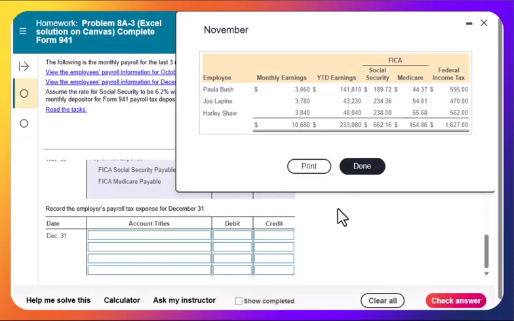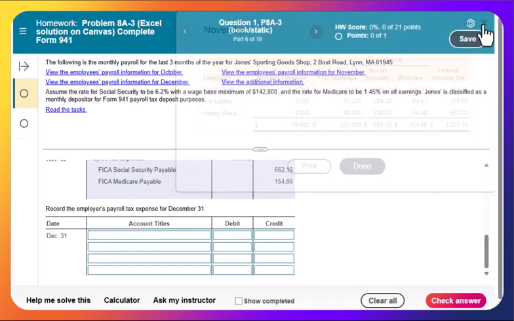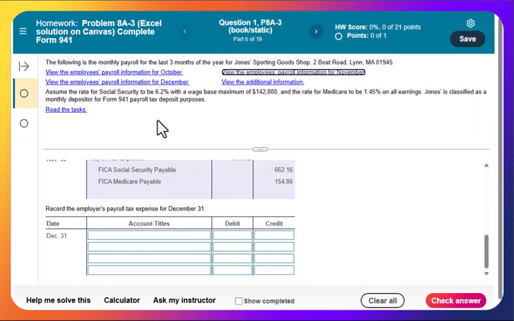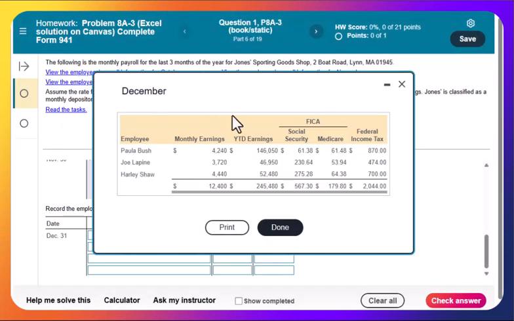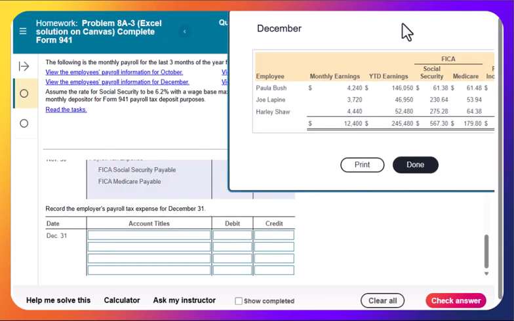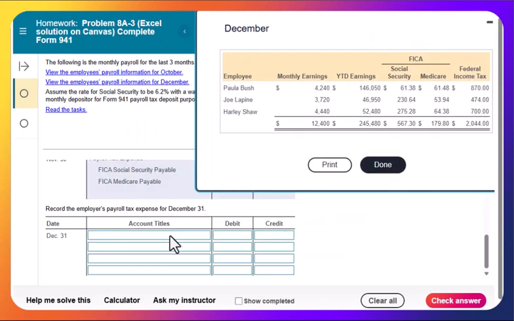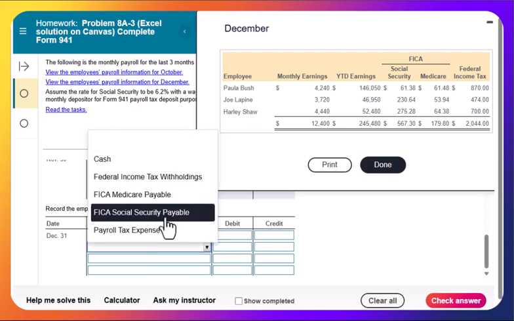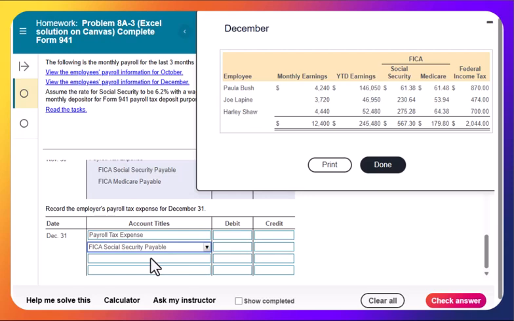Okay, and then we can move on here to December's table here since we're doing the payroll tax here for December now. So again, our debit here will be payroll tax expense, credit to Social Security payable, credit to Medicare payable. And then for those amounts again here, Social Security paid by the employees is $567.30, so we can go ahead and copy that over.